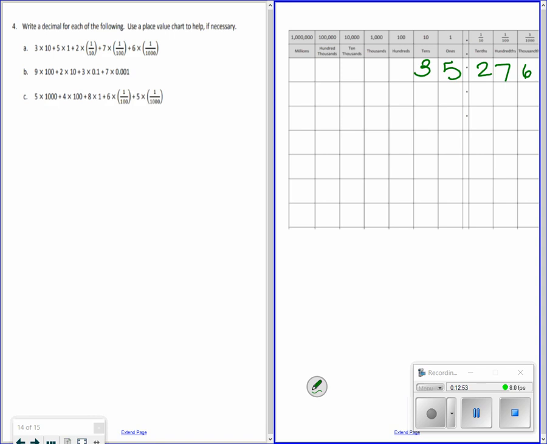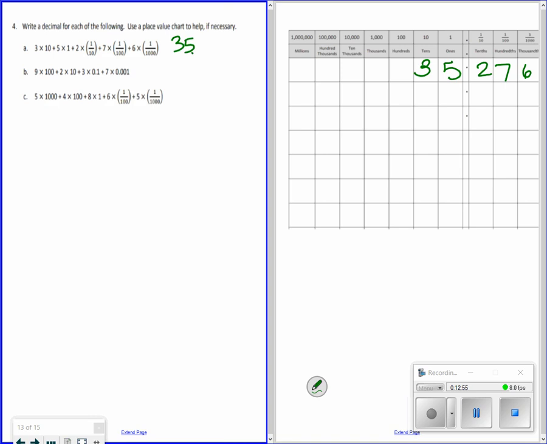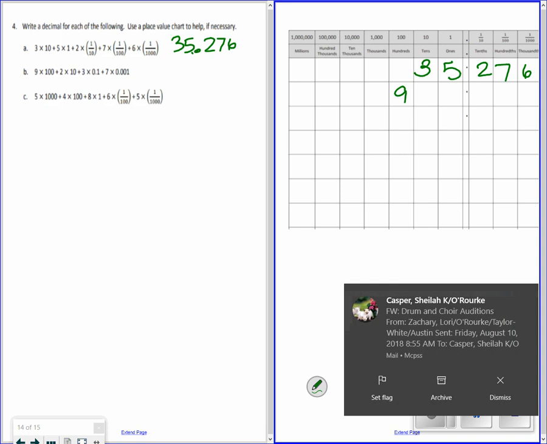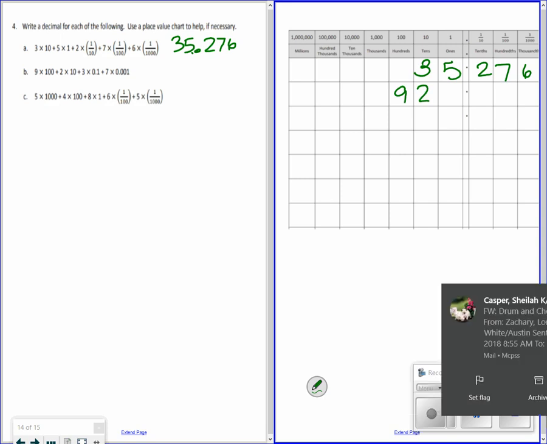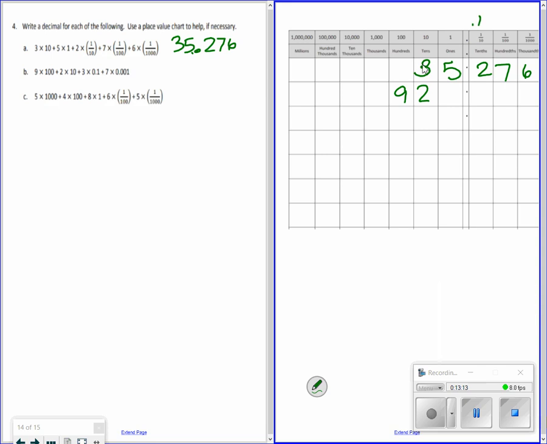3 times 10, 5 times 1, 2 times 1/10, 7 times 1/100, 6 times 1/1000. So you should have 35 and 276 thousandths. 9 times 100, 2 times 10, and then here you've got the decimal. So if you remember that this is what those are. 3 times 1/10, 7 times 1/1000.